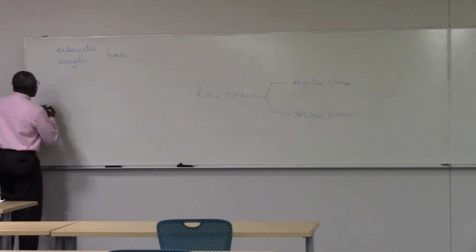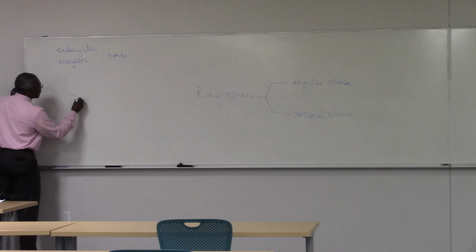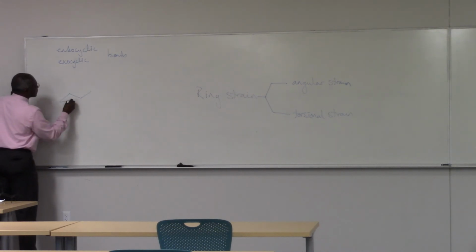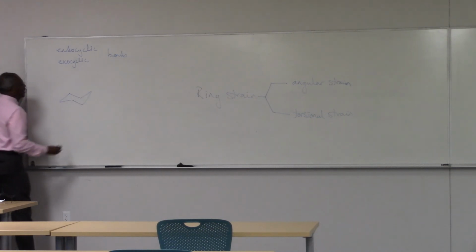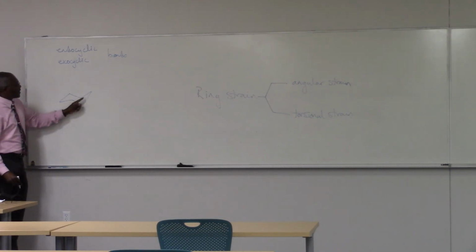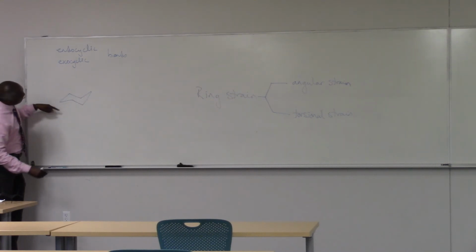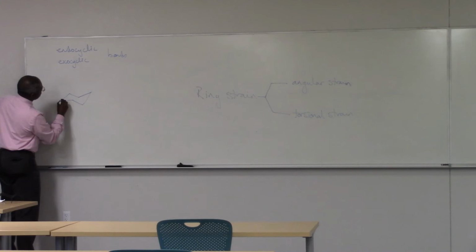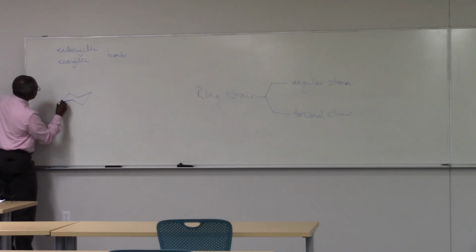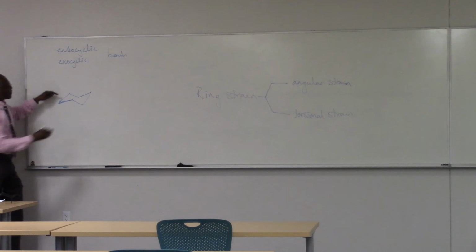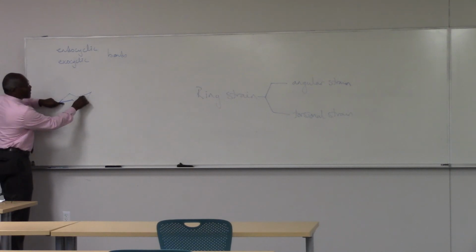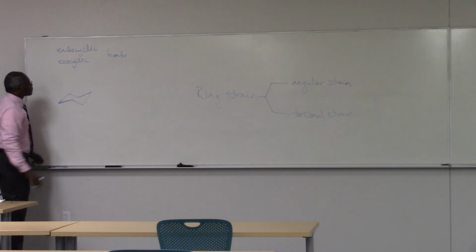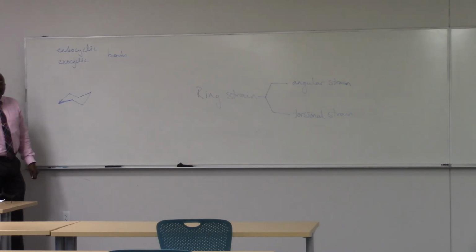So I'm going to draw a series of parallel lines. So this one, that one, that one. Okay? So these 2 are parallel, these 2 are parallel. These 2 are parallelish. Right? That's close enough. Okay, so parallel, parallel, parallel. Let me draw the exocyclic bonds. Well, I'm going to start with the axial. They're a little bit easier.